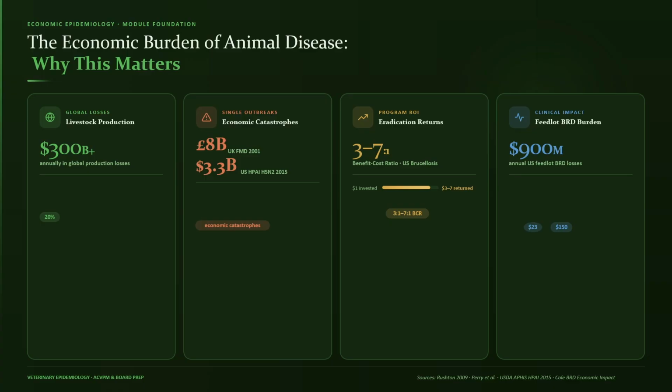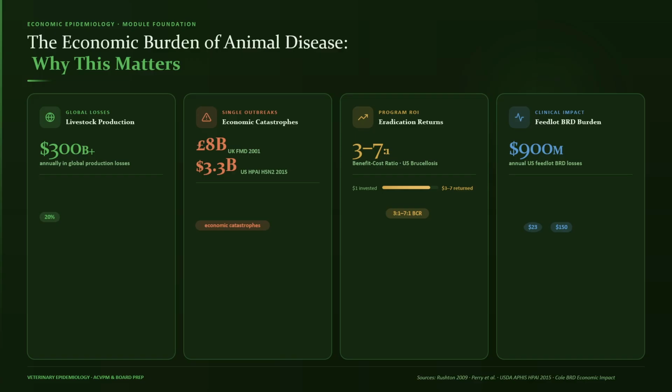Animal disease drains more than $300 billion from global livestock production every single year. Single outbreaks are staggering on their own. The 2001 UK foot and mouth epidemic cost around £8 billion, and the 2015 US avian influenza outbreak ran about $3.3 billion. But here's the encouraging side.